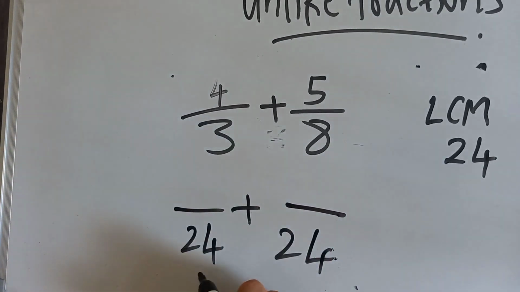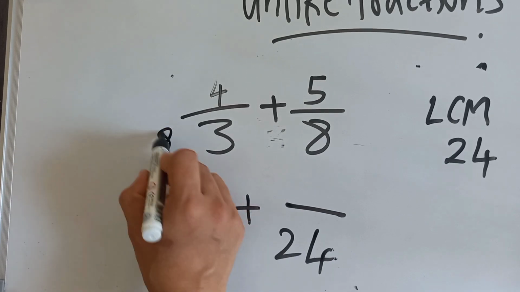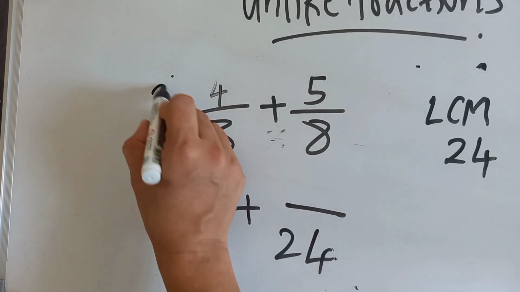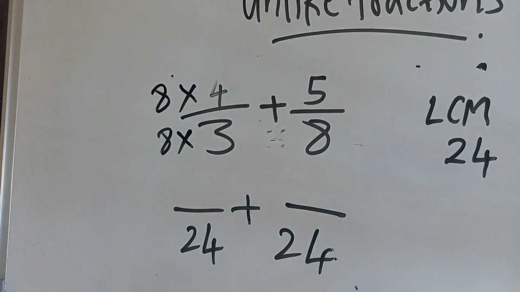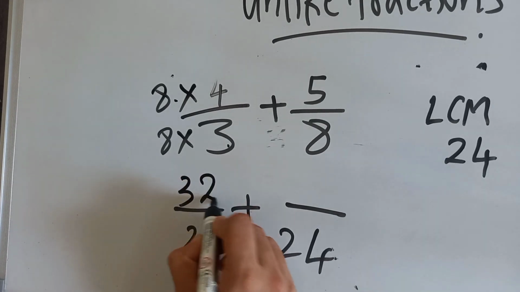Now the first denominator is 3, and you have to convert it into 24. For that you have to multiply by 8. So 8 you have to multiply with the denominator, and the same operation you have to do in the numerator. So 8 multiplied by 3 will become 24, and 8 multiplied by 4 will become 32.